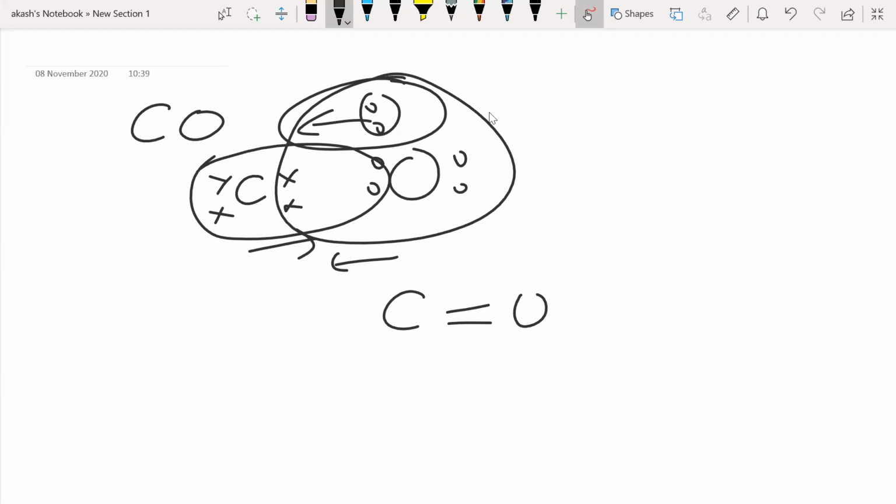And how do you represent it? You are going to put an arrow mark. And how is the arrow mark pointed? It is going to point from oxygen to carbon, which is donating electrons. So it's going to be like this. So if you see the arrow mark, it indicates that there is going to be a coordinate bond in this molecule, right?